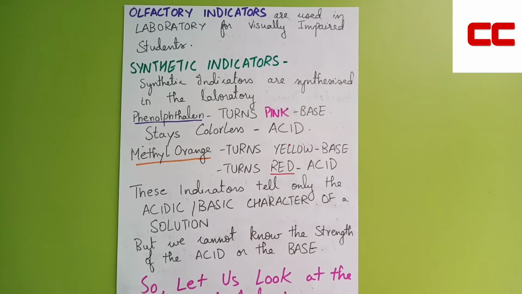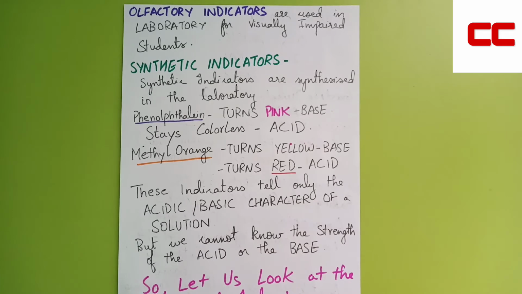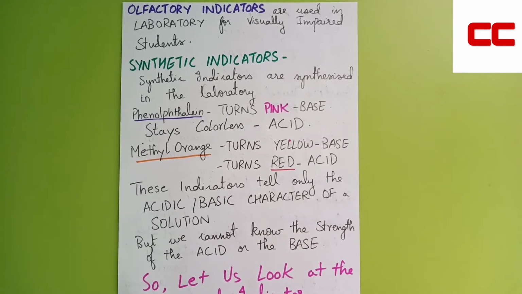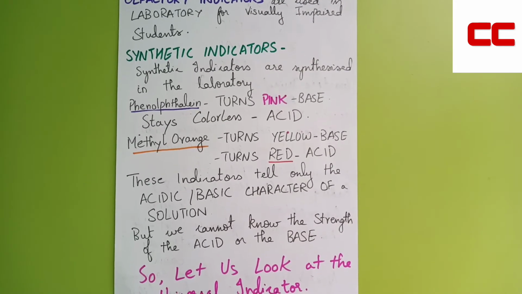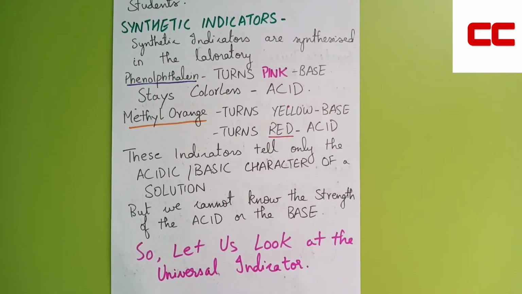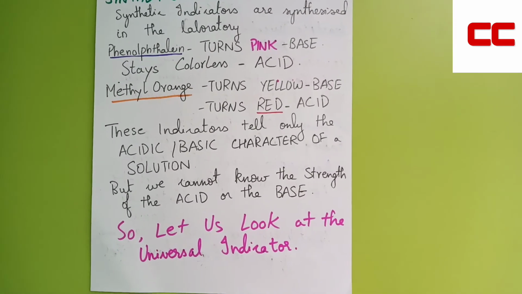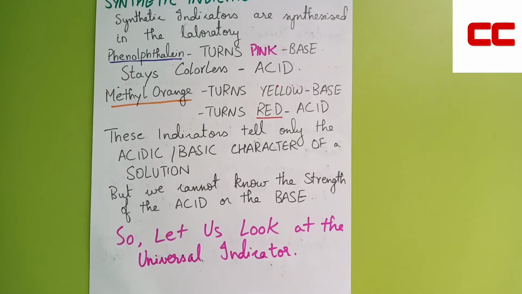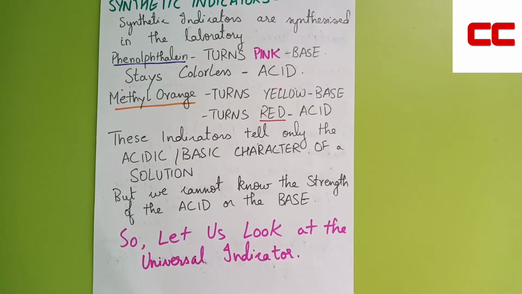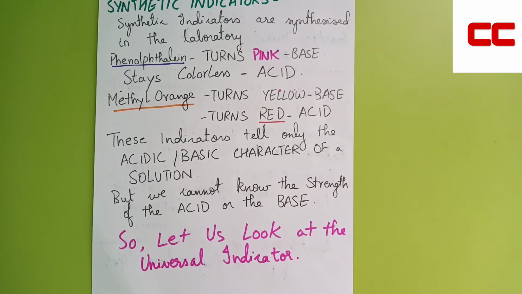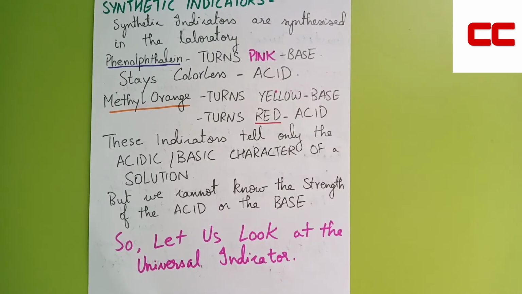So coming to synthetic indicators. Synthetic indicators are synthesized in the laboratory. That means they are prepared in the laboratory. Phenolphthalein, as I have discussed in the previous video, turns pink when you add it to a base, and it stays colorless when you add it to an acid. I repeat once again, phenolphthalein turns pink with a base and stays colorless with an acid. And methyl orange turns yellow when you add it to a base and turns red when you add it to an acid.